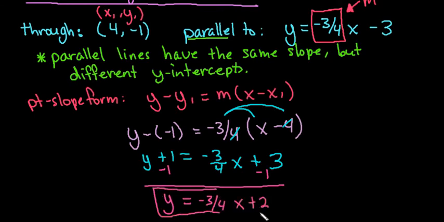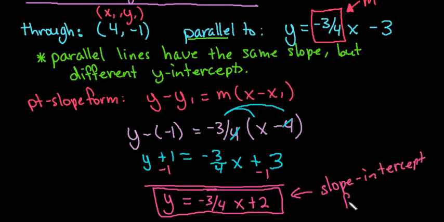Most likely this is the form that they're going to ask for it in. Like I said, slope-intercept form is the most often used form of an equation of a line. If you had to get it in standard form, you would just get x and y on the same side, and you would multiply everything by 4 to get rid of the fraction.